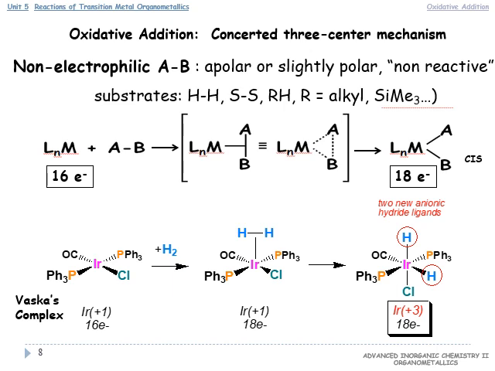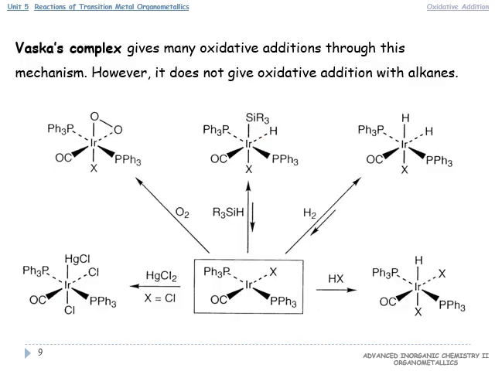It is important to point out that in the presence of electron-withdrawing ligands or a positive charge on the metal, this intermediate state complex with the dihydrogen is favored. These kinds of ligands prevent the oxidation of the metal. In this case, that would be from 1 to 3. Vaska complex gives many oxidative additions through this mechanism. However, it does not give oxidative addition with alkanes due to the very high dissociation energy of the carbon-hydrogen bond.